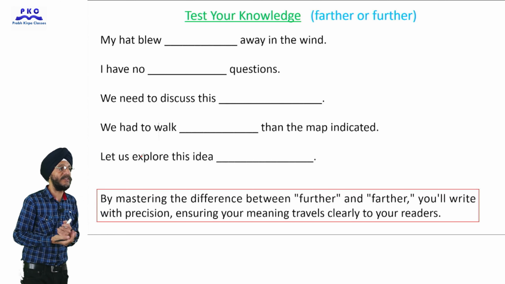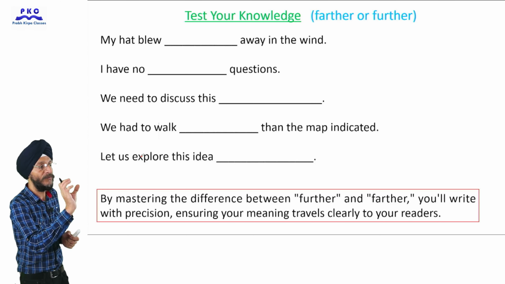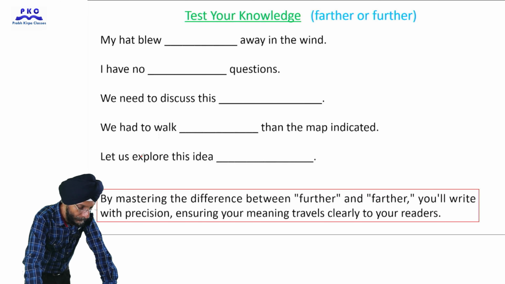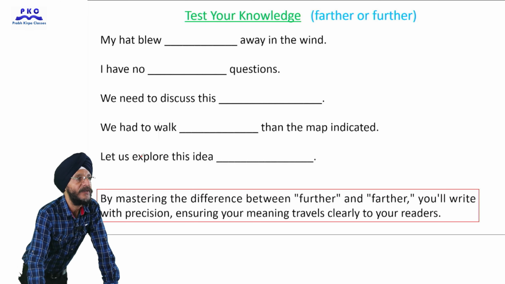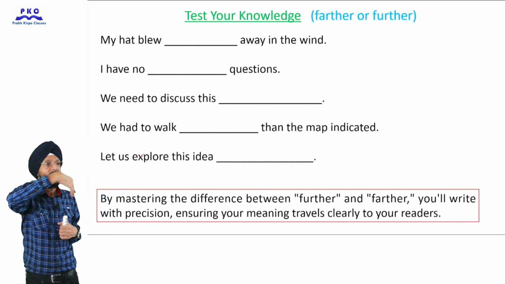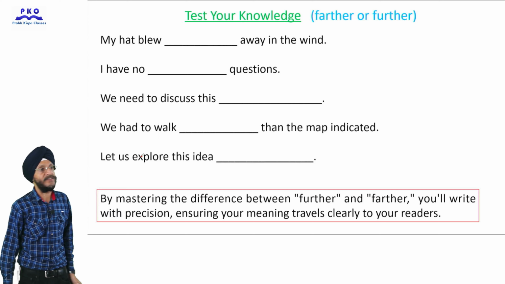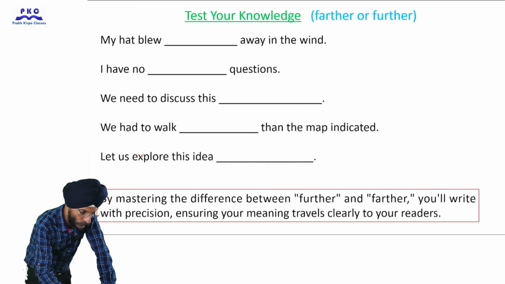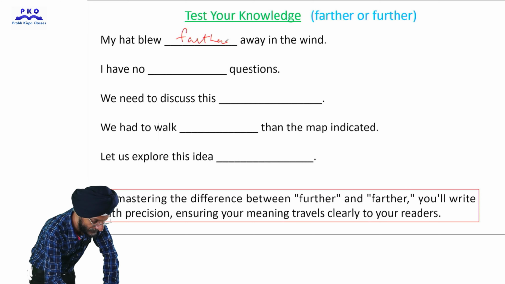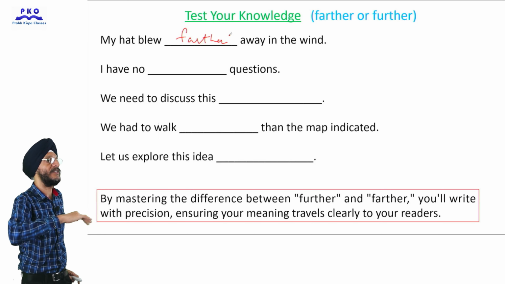Now there are certain more examples where we will be filling in the blanks. My hat blew dash away in the wind. A strong wind was blowing and my hat fell at a distance. So here we will use farther, because here we are referring to physical distance.